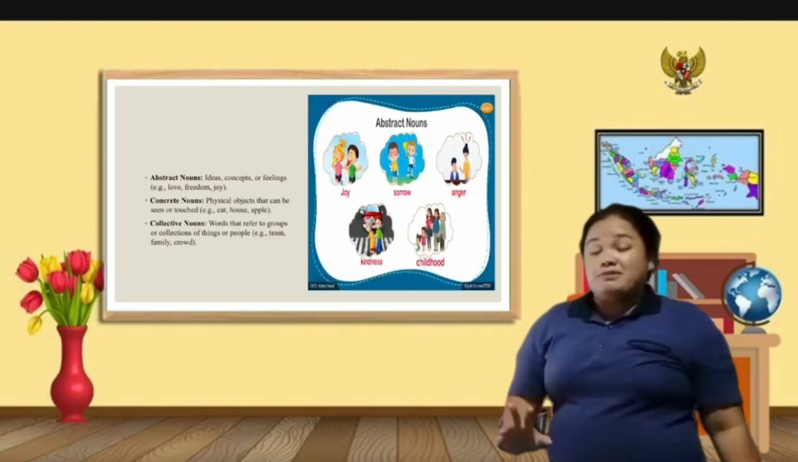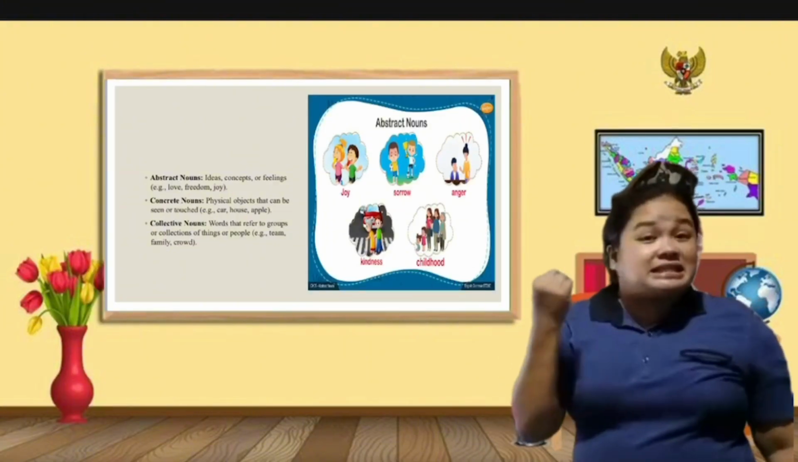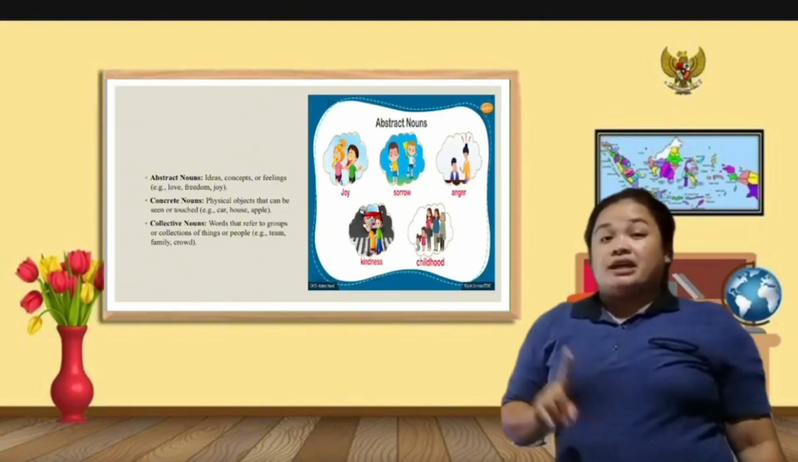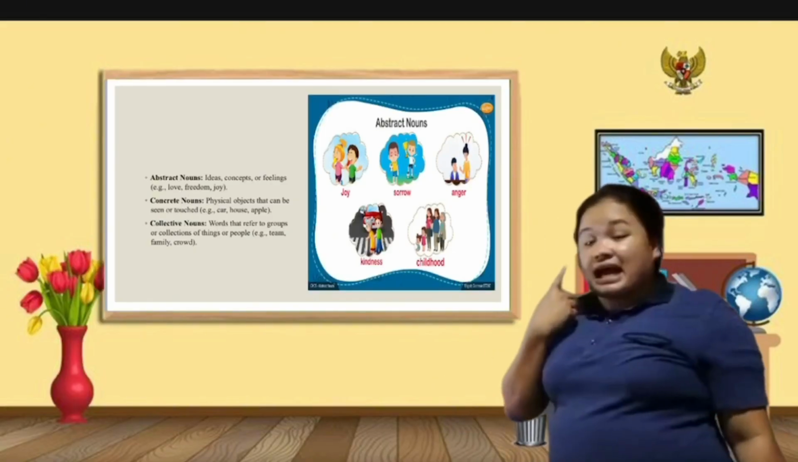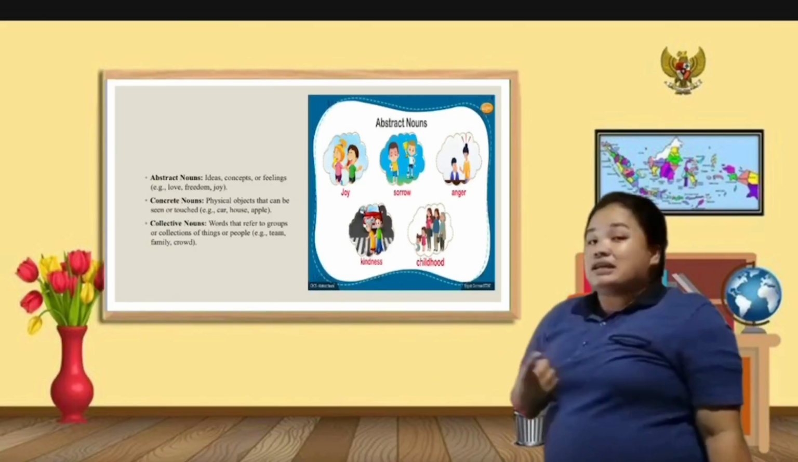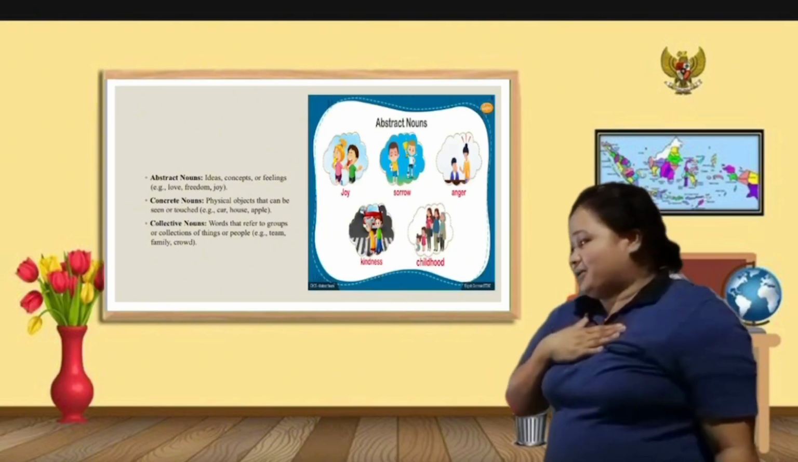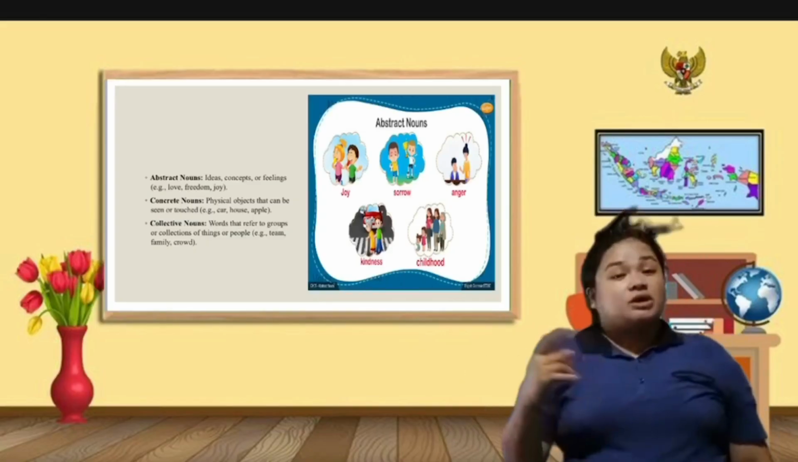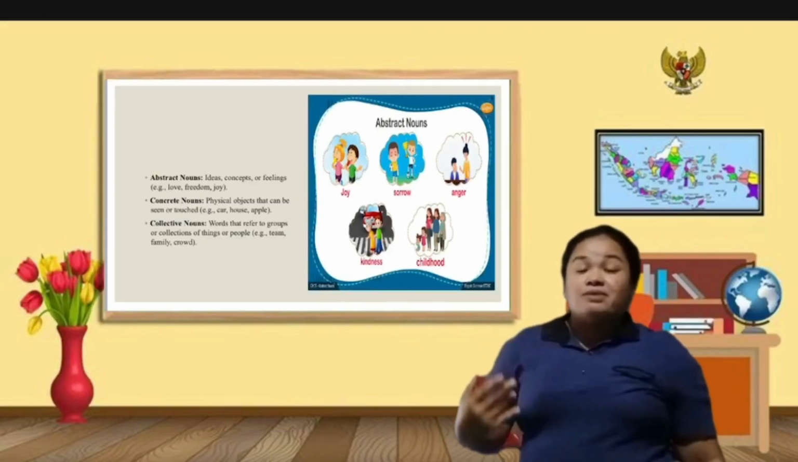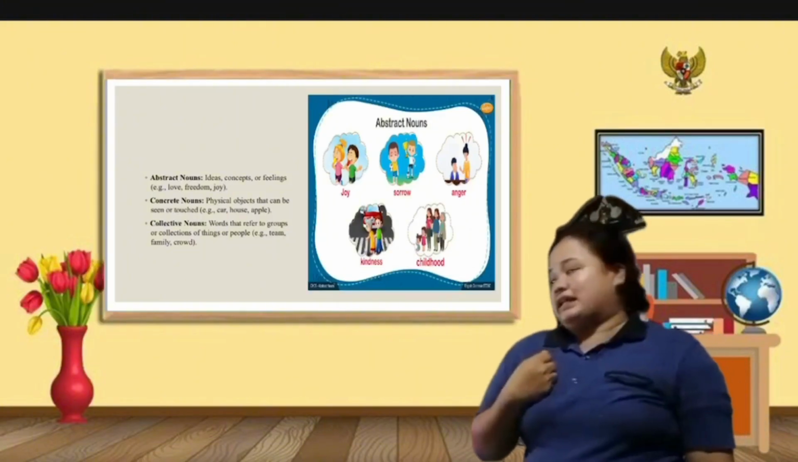The third type of noun is the abstract noun. When you say abstract noun, it is the idea. It is something that you cannot touch or you cannot see. So it's just an idea, concepts, or feelings. So if you're sad, it's actually an abstract noun. Love, freedom, joy, those are what we call an abstract noun. It is something that we cannot see, we cannot touch, we can only feel it.